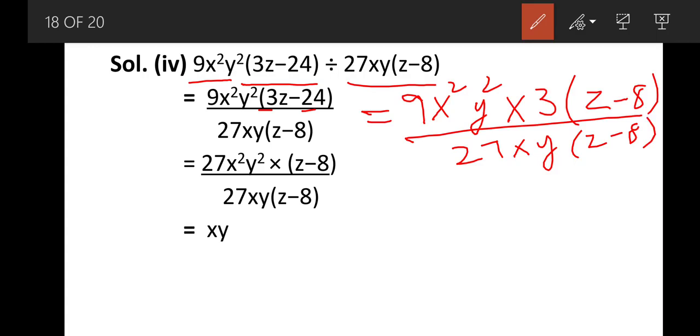Now 9 into 3 is 27. After this step it will be written: 27 x square y square bracket z minus 8 divided by 27xy into z minus 8. So 27 will get cancelled out with 27. Z minus 8 will get cancelled out with z minus 8. X raised to the power 2 is there; x raised to the power 1 will get cancelled out with 1 time x. And likewise for y also we will solve, and you will be left with xy only. Xy will be your final answer after multiplication and solving it out.